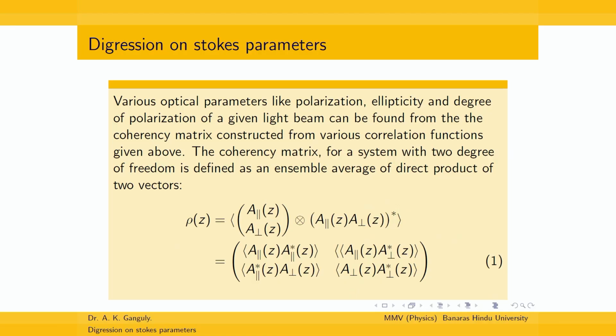by considering the direct product of the solutions and generating a 2 by 2 matrix that goes by the name coherency matrix. So, in this approach, the 2 degrees of freedom's ensemble average is taken.